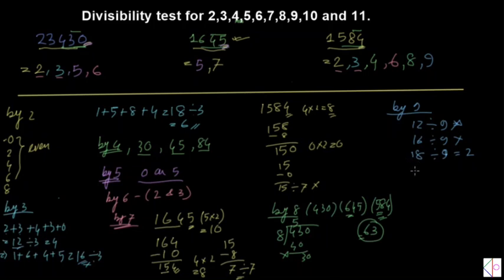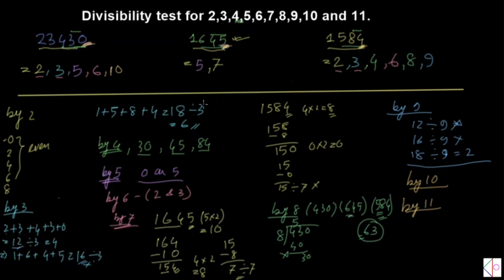Again, come to our next rule, that is 10. It is very simple. The simplest rule is that of 10, because it tells us that if a number has 0 in its ones place, then it is divisible by 10. So in our first case, it is divisible by 10 because 0 is in the ones place. The rest of the numbers don't contain any 0 in the ones position.